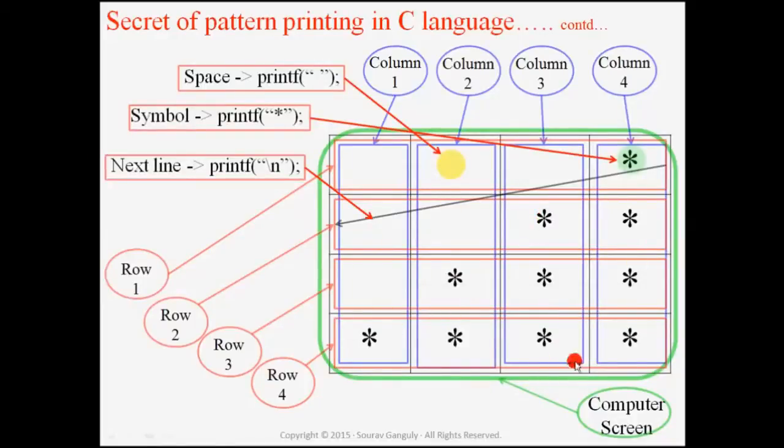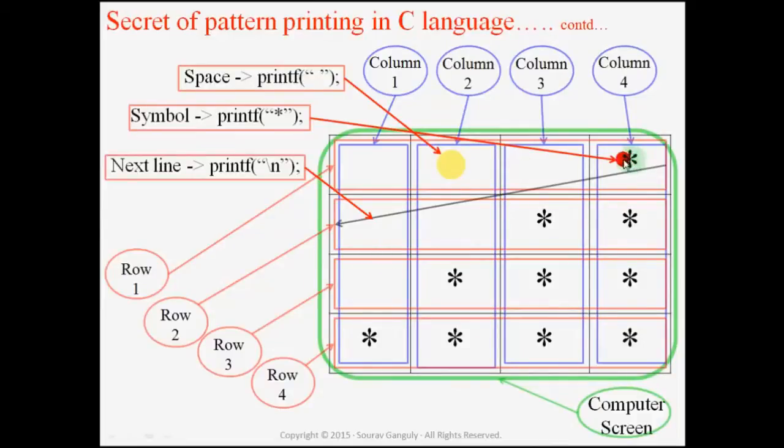Now let us discuss this. It is your computer screen. We want to print this pattern. So at first, row 1 column 1 will be printed. It is a space. To print a space, you have to use this command, that means printf and a space.